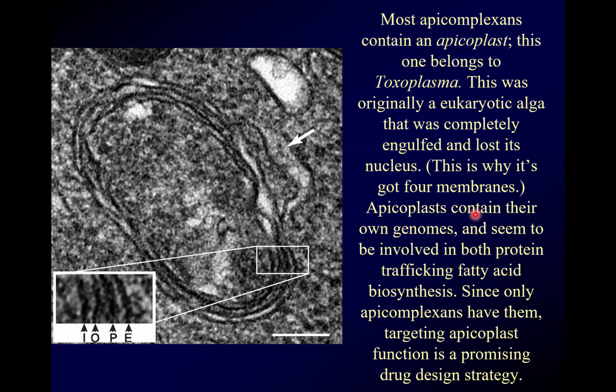Toxoplasma's also got an apicoplast, and this is that organelle that looks like a chloroplast but isn't one. And if you look at it carefully, you can see that it's actually surrounded not by two membranes, but by four. And I haven't talked about this that much.